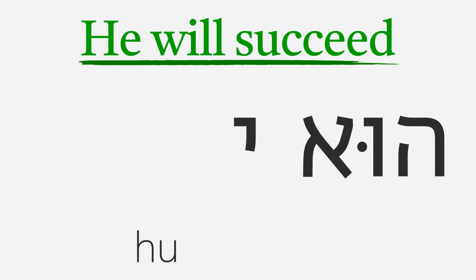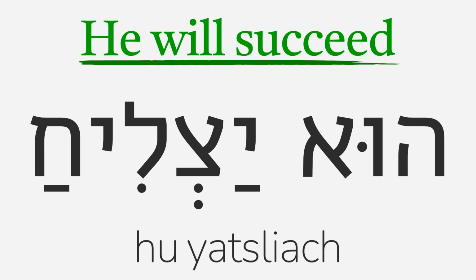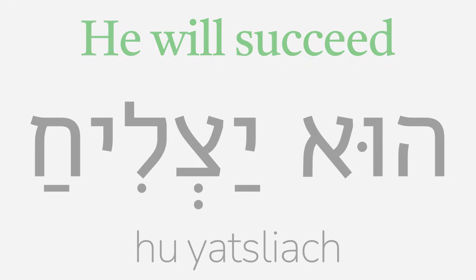In the Hiphil, this prefix has a patach, and is followed by the root letters with a shva and hirik with yod. And since the last letter of the word is chet, we must add a patach under it to make yatzliach, he will succeed. Hu yatzliach, he will succeed. Hu yatzliach.